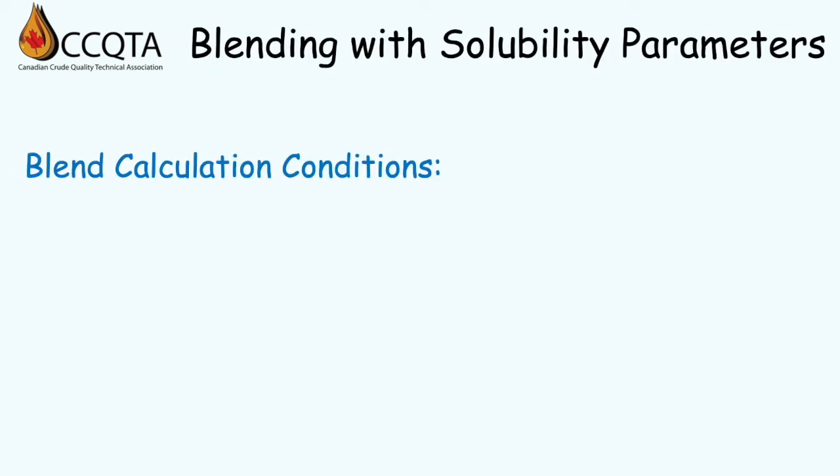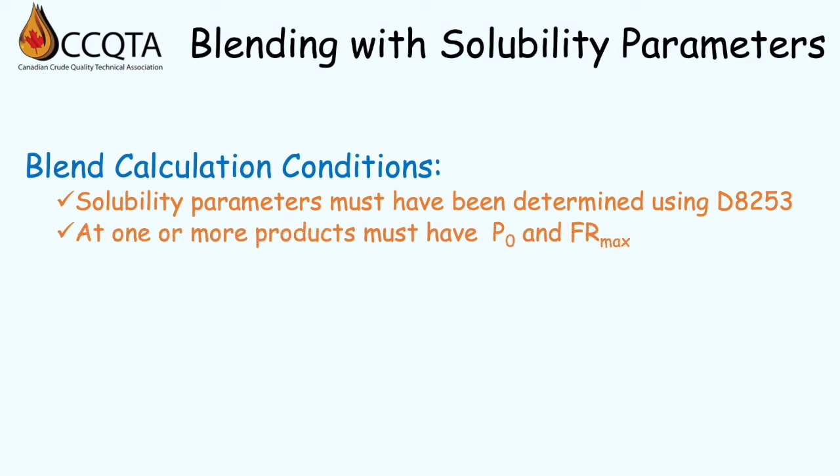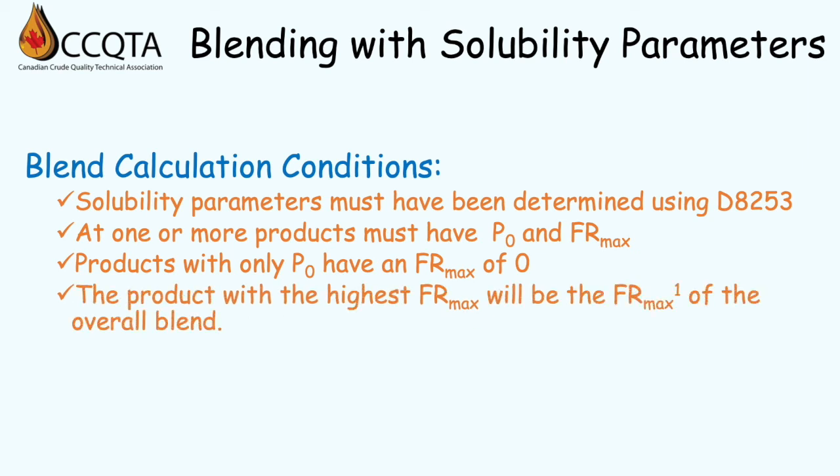Blending calculations have a few conditions that must be met. First, the solubility parameters for each crude must have been determined using the same method such as D8253. Next, one or more of the products must have a P0 and an FR max value. Next, products with only a P0 value will have an FR max of 0. And lastly, the product with the highest FR max will be the FR max of the overall blend.